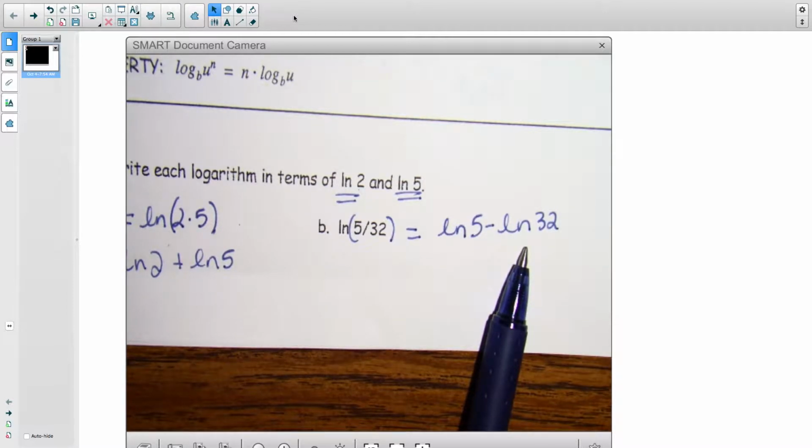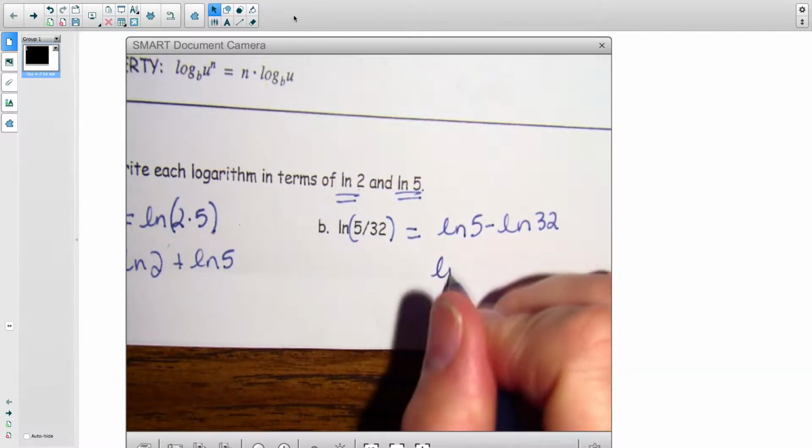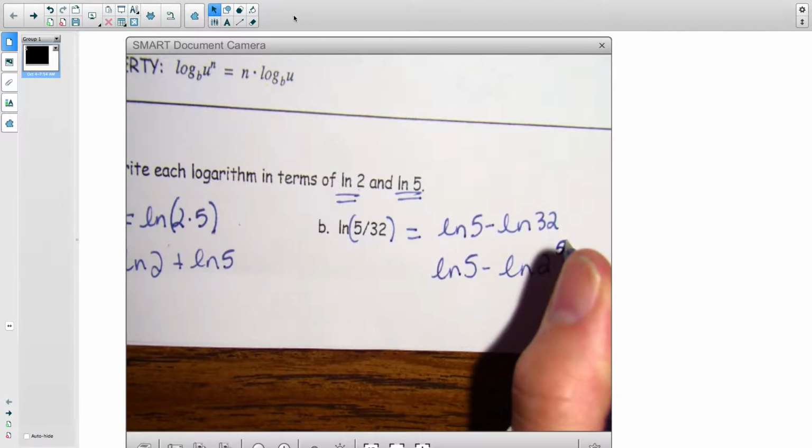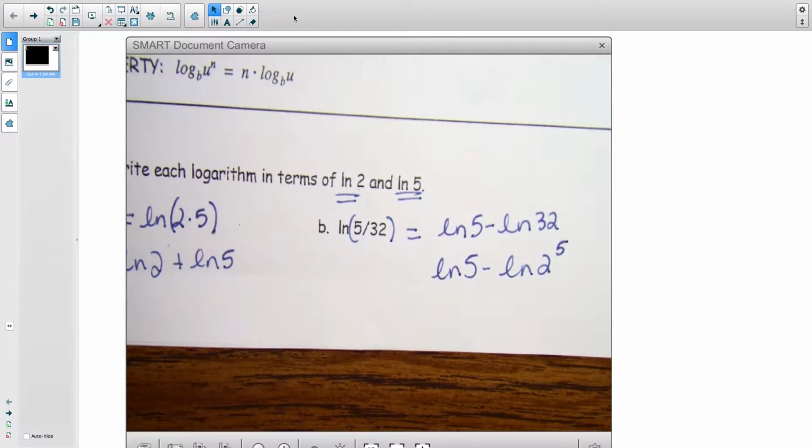16 times 2. 16 still isn't 2 to the 5th. 32 is 2 to the 5th. So this is natural log of 5 minus natural log of 2 to the 5th. And what do I do with that 5? Bring it up to the front.